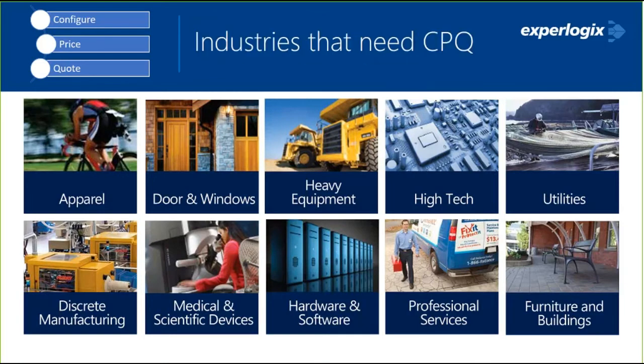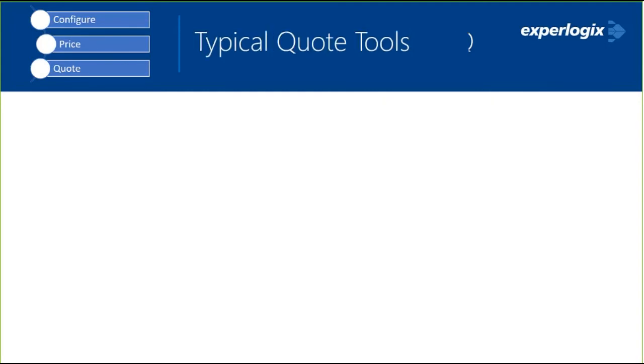So a couple things that I want to point out is that Experlogix CPQ can fit in a lot of different organizations, ranging from selling clothing to selling doors and windows. Maybe you're selling a service or you're selling some furniture. All of these companies actually have something in common, and what's in common for them is that they have complex requirements around the way that they put together a quote. So that's how CPQ is going to help.